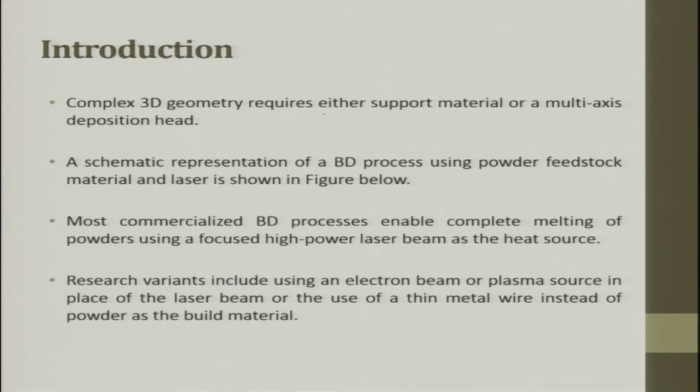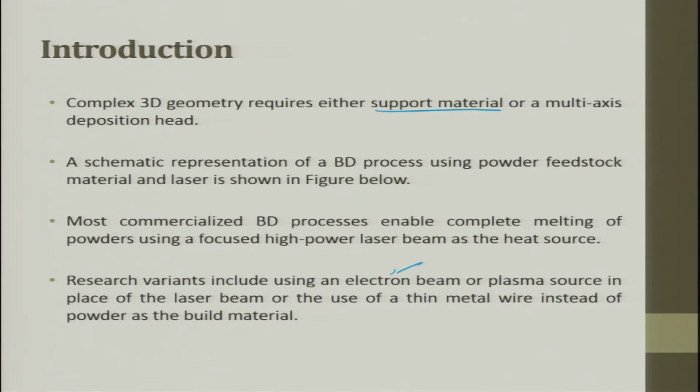A complex 3D geometry requires either support material or a multi-axis deposition head. Supporting material is very important if you have free form or free hanging structures. A schematic representation of a beam deposition process using powder feedstock material and laser is shown in the next slide. Most commercial beam deposition processes enable complete melting of the powder using a focused high power laser beam as the heat source. Research variants include using an electron beam or plasma source in place of the laser beam, or using a thin metal wire instead of powder as the building material.